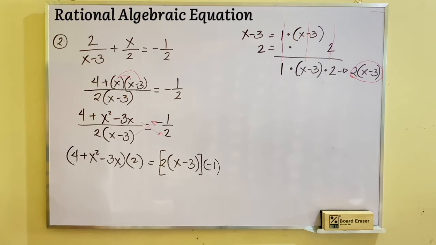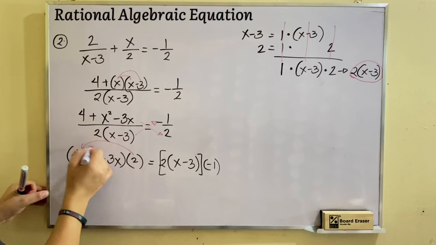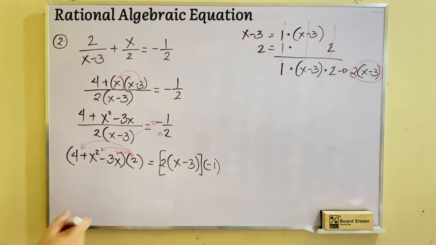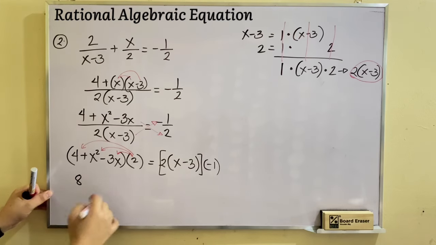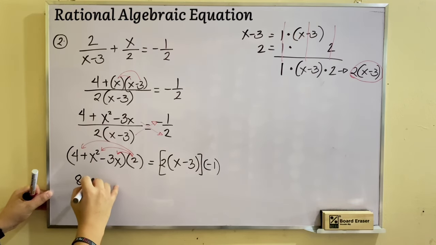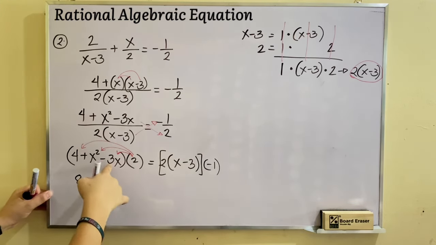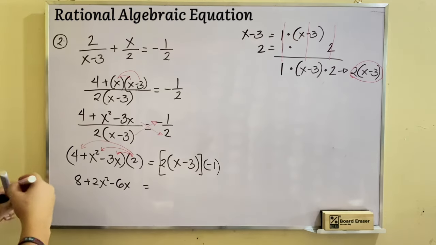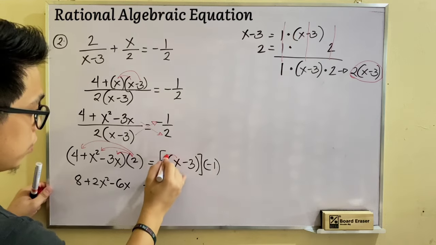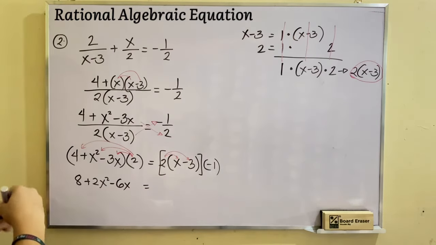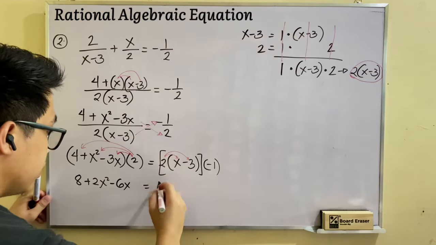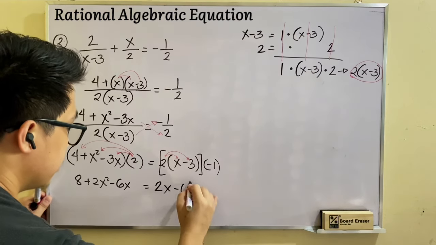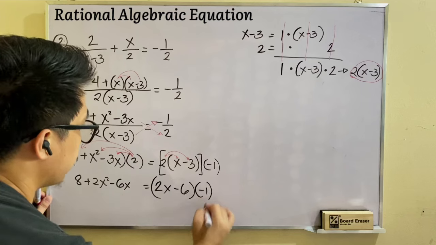So, by distributive property of equality, i-distribute natin si 2 sa lahat ng terms. 2 times 4 is 8. 2 times x squared is positive 2x squared. 2 times negative 3x is negative 6x equals. So, distribute natin si 2 sa bawat terms. 2 times x is 2x. 2 times negative 3 is negative 6 times negative 1.